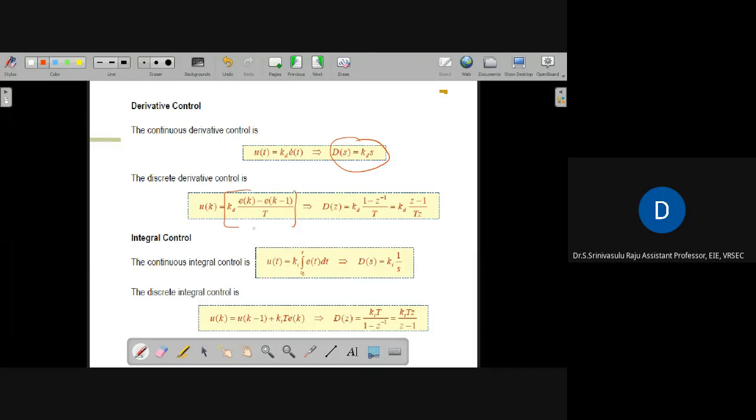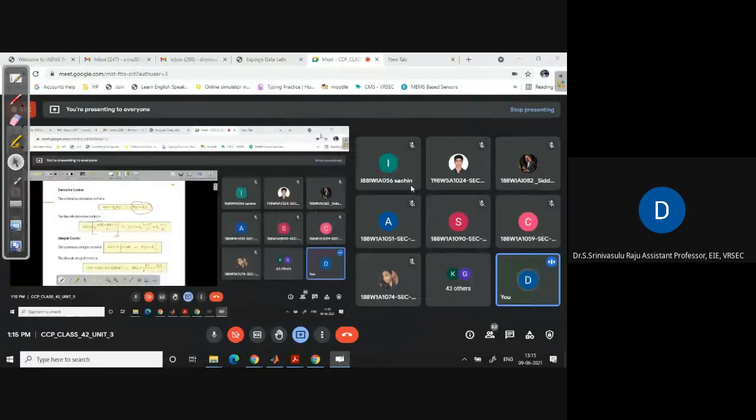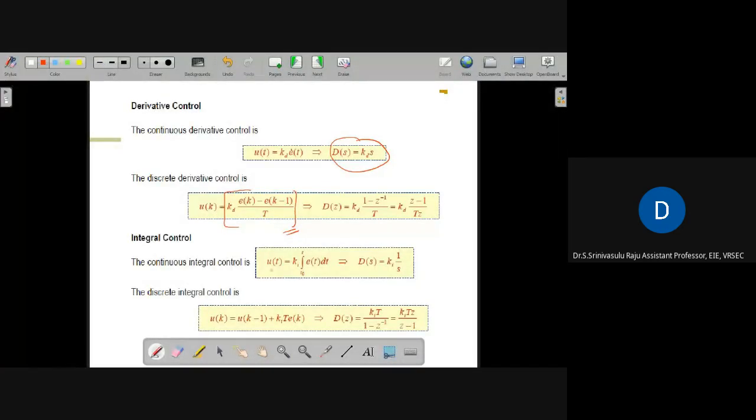Now we have seen this part of the mathematical representation of digital PID. What we have done here is, I am assuming E of k as 1. And what about E of k minus 1? It is the error delayed by one sample period of time.